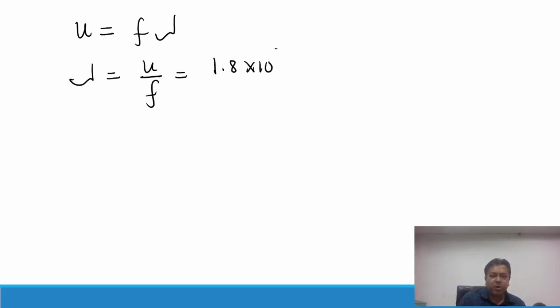As far as the wavelength lambda is concerned, the velocity of the electromagnetic wave inside that particular distortionless transmission line, U, is equal to f lambda. Now we have to find the wavelength lambda, which is quite simple: U by f. The velocity we already determined as 1.8 into 10 to the power 8, and the frequency is 100 megahertz, which means 10 to the power 8 hertz. So it will cancel out, and lambda is quite simple, it is 1.8 meter.